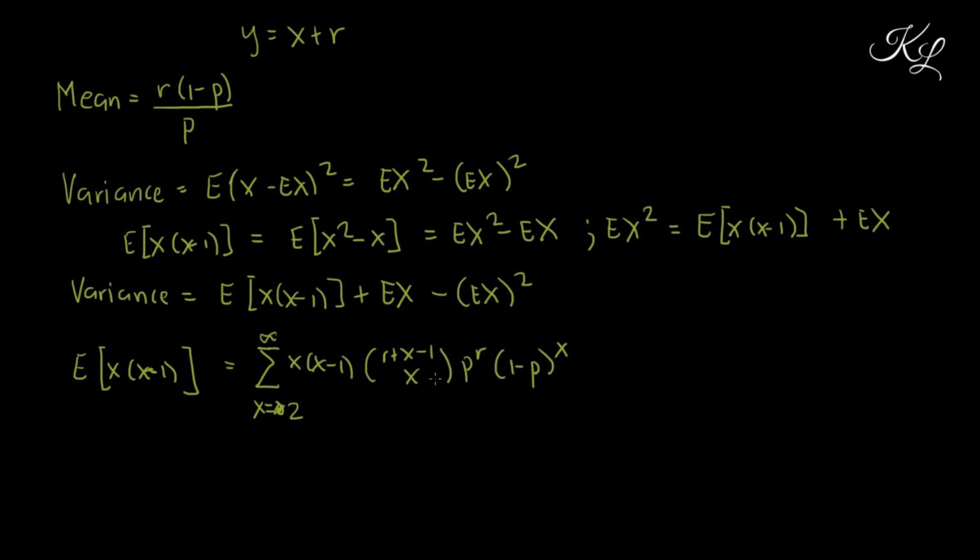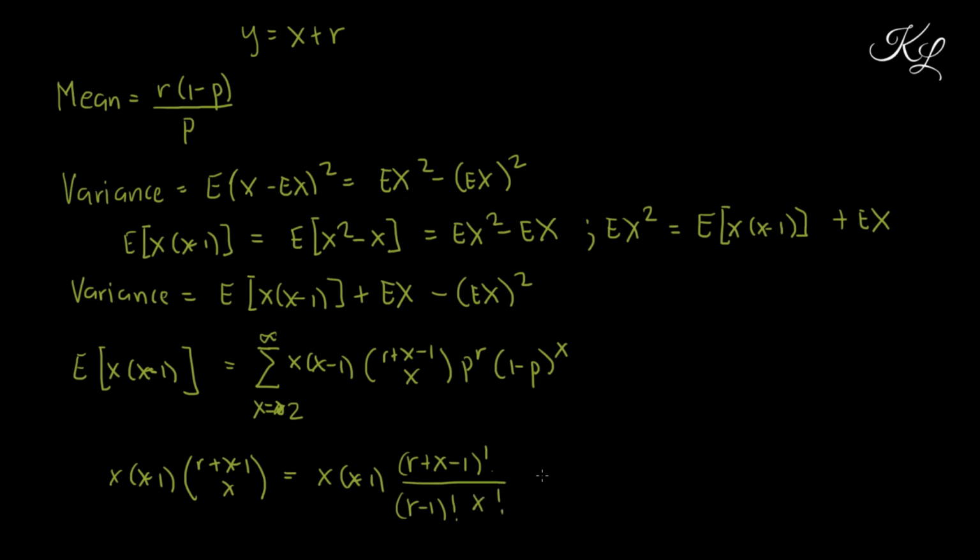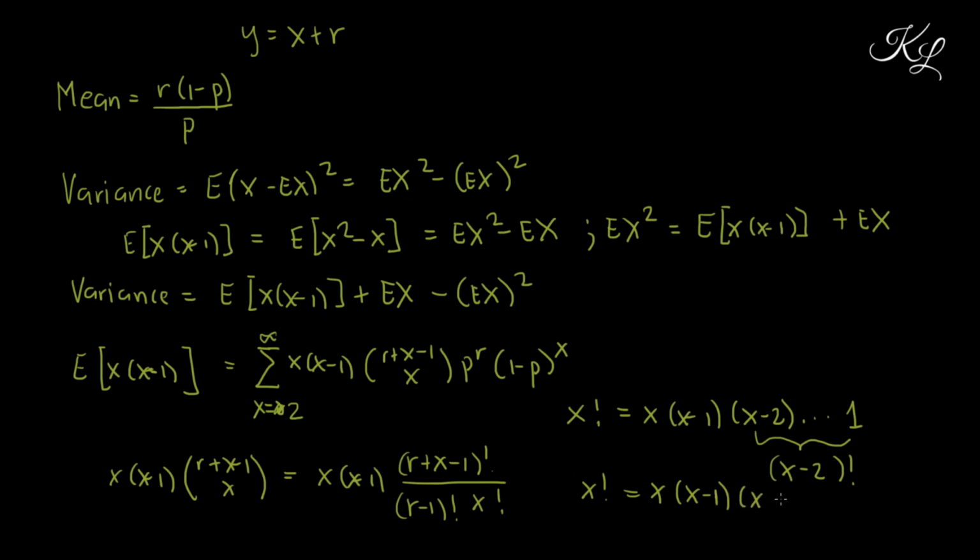Now, I want to get the terms here: x times x minus 1, and r plus x minus 1 choose x. So these terms, and try to simplify it. So we have x times x minus 1, and then I want to expand the term with a combinatorial form. We have r plus x minus 1 factorial over r plus x minus 1 minus x, which is r minus 1 factorial, and we have x factorial. Let us first try to expand x factorial. This is x times x minus 1 times x minus 2, etc., until 1. So x minus 2 until 1 is x minus 2 factorial. So we have x factorial is equal to x times x minus 1 times x minus 2 factorial.